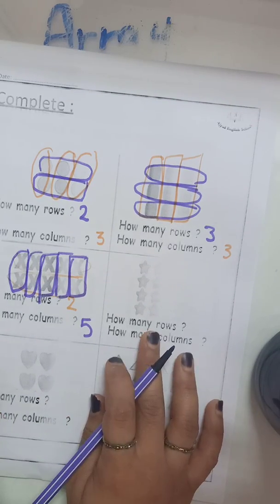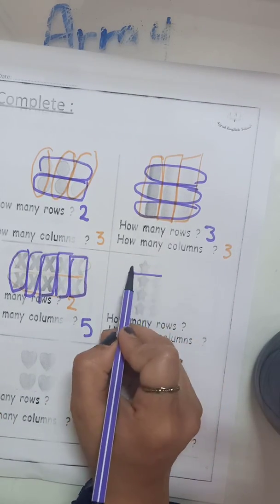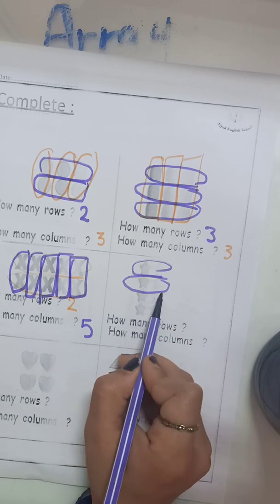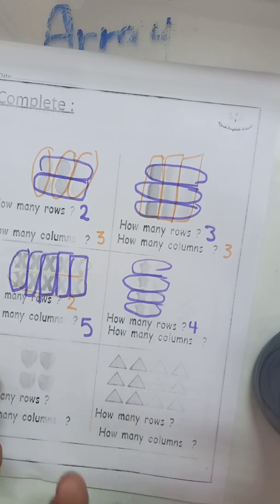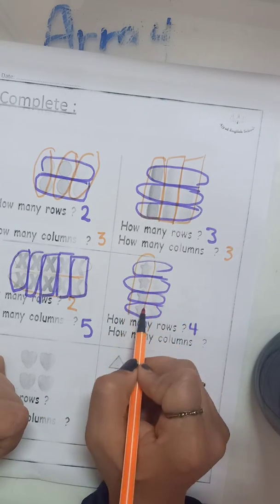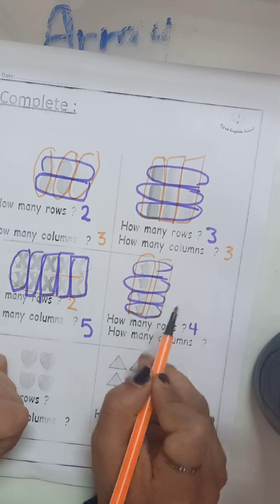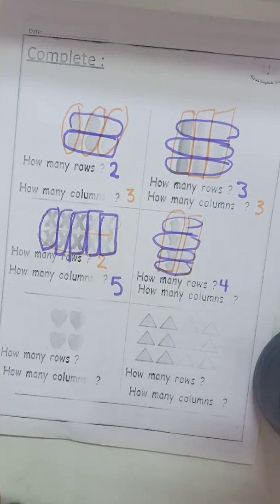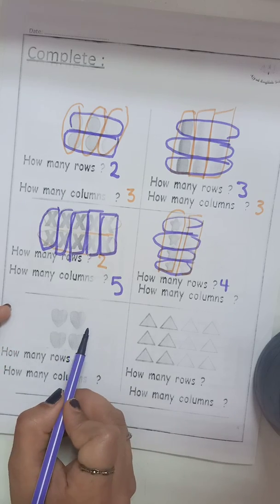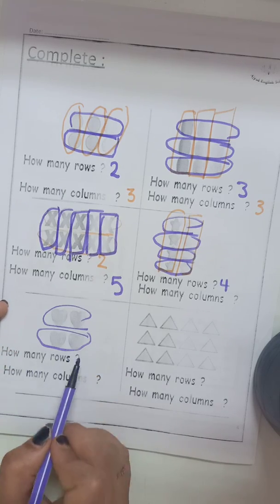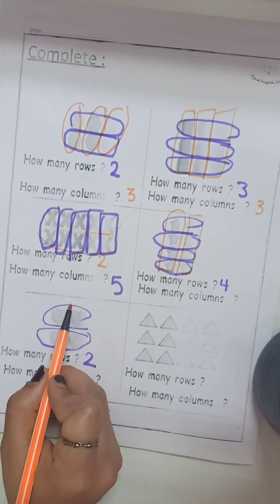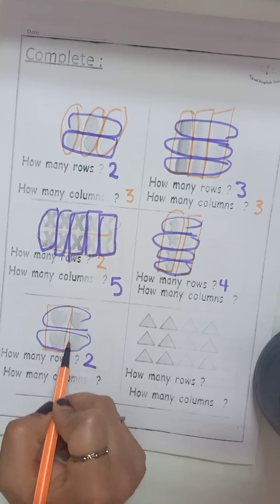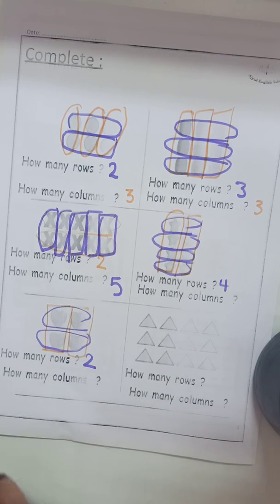Okay, here, how many rows? 1, 2, 3, 4. And how many columns? 1, 2. The next one, how many rows? 1, 2. And how many columns? Go from up to down or from down to up. 2 rows.